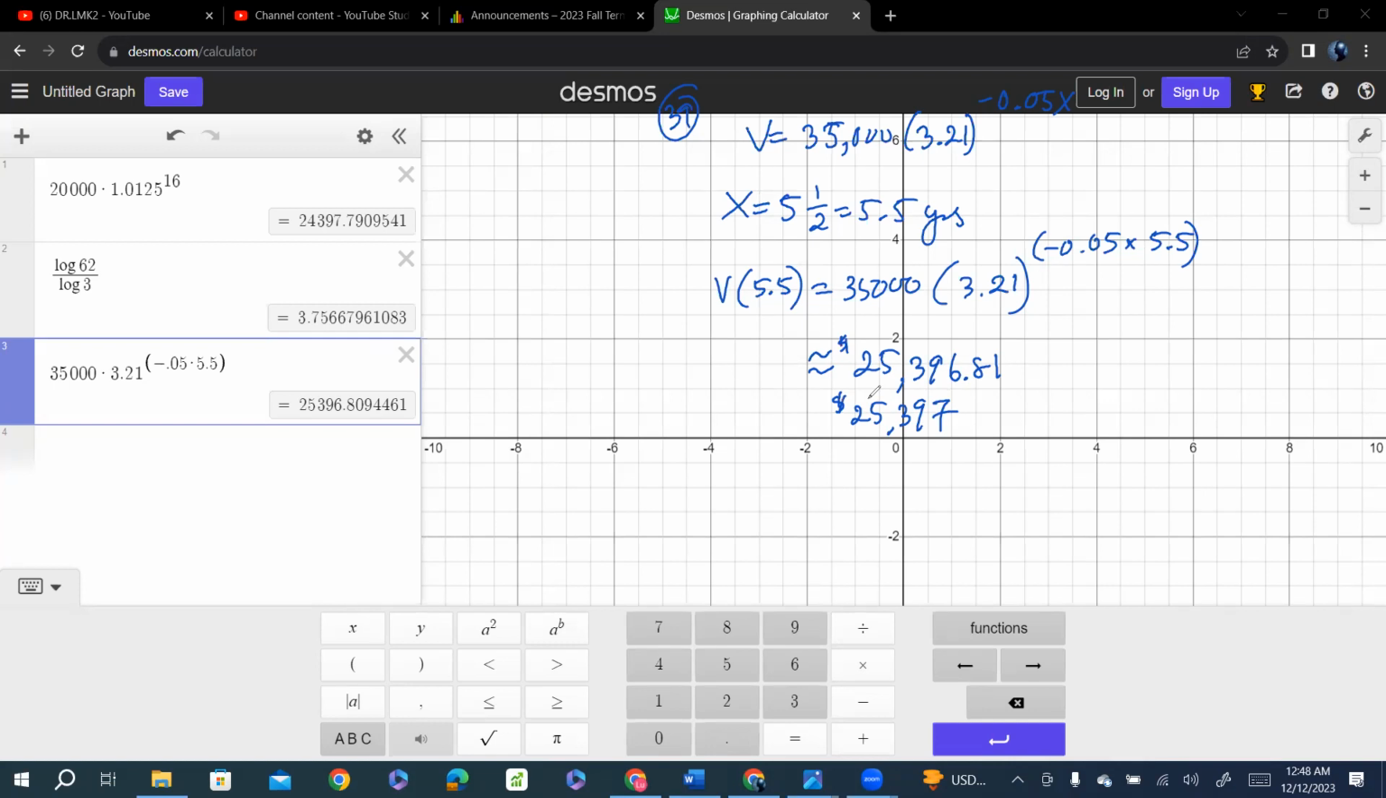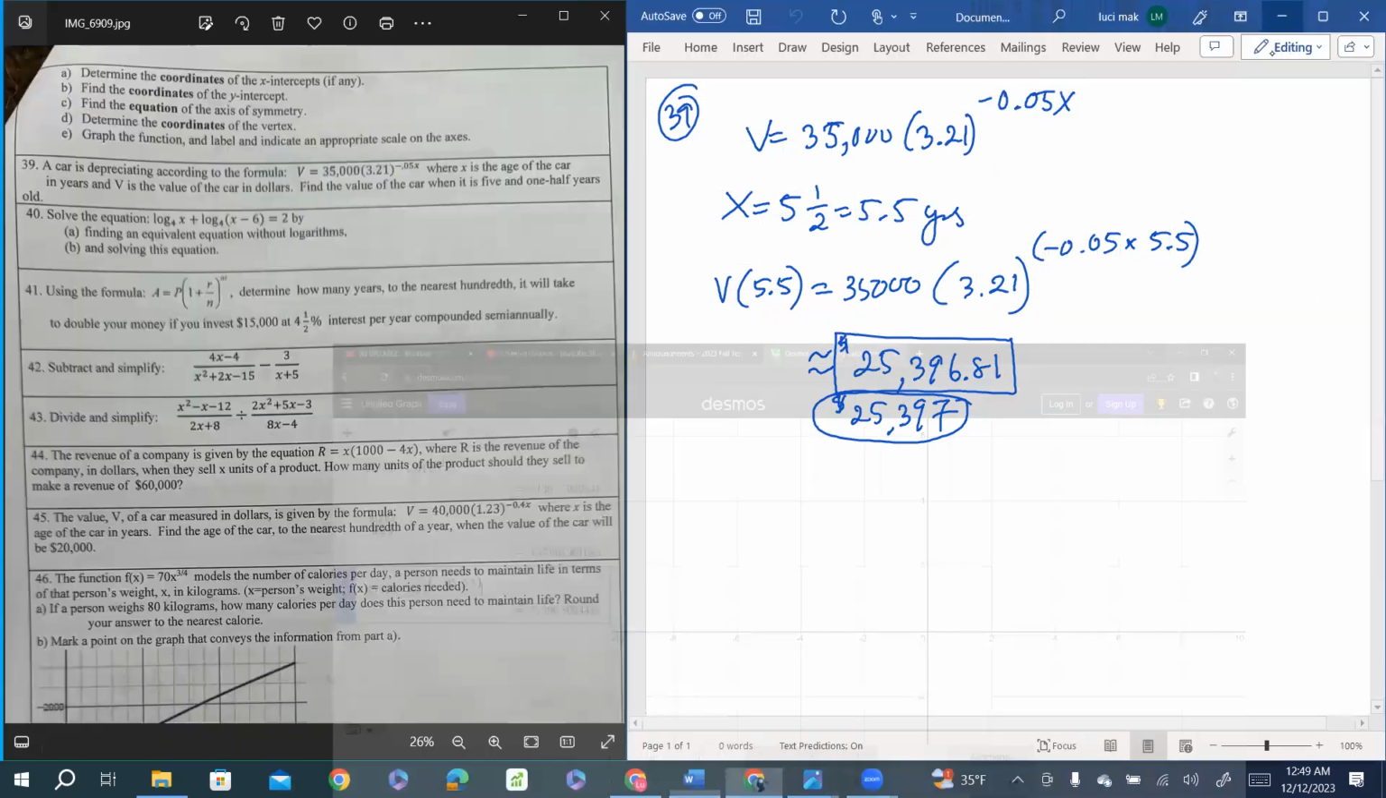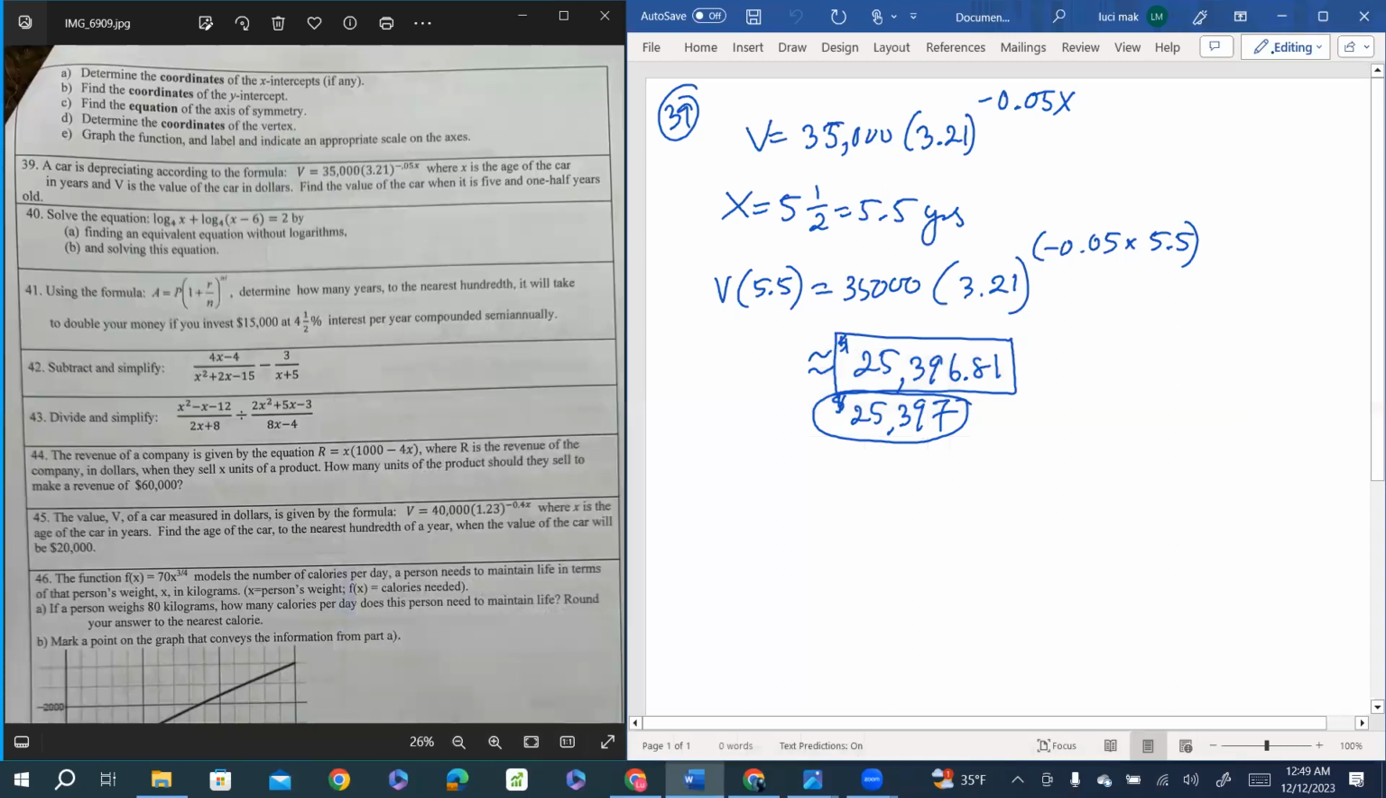The answer is $25,396.81. So they did it for the nearest cent. Did they ask you for the nearest cent, or do we have to assume that? Car depreciation. Okay, so V is the value of the car in dollars. Find the value of the car. So we usually round for dollars and cents, even though they ask for the nearest in terms of dollars. We usually put dollars and cents. So that's probably why they did it that way, to the second decimal place. Okay. So that's the answer for 39.